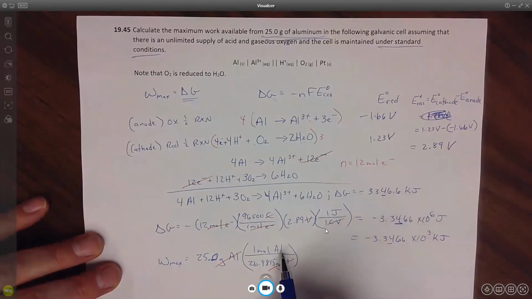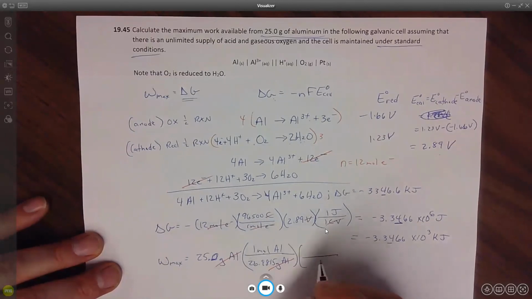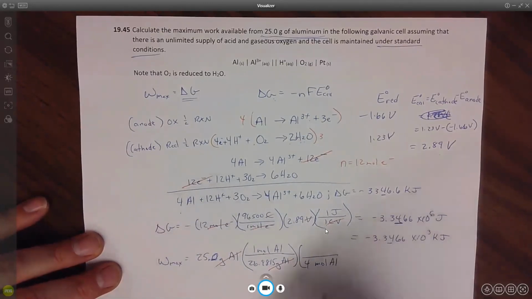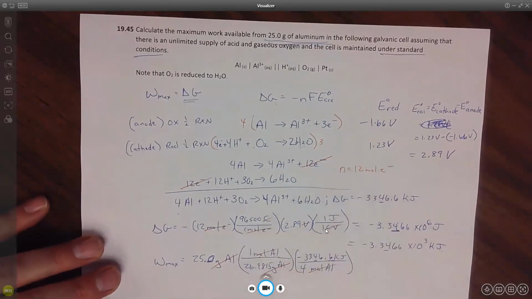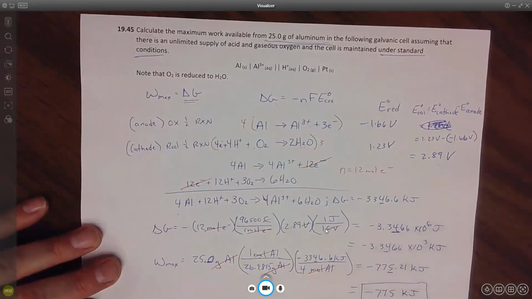Now that we have moles, we could use the balanced thermochemical equation to relate the moles of aluminum, and we need that to cancel, so that's going to be in the denominator. And we could say for every 4 moles of aluminum consumed, 3,346 kilojoules of energy is released. So our moles of aluminum now cancel. Plug that into your calculator, and that's going to be negative 775.21 kilojoules to 3 sig figs, or negative 775 kilojoules of energy is available for work.